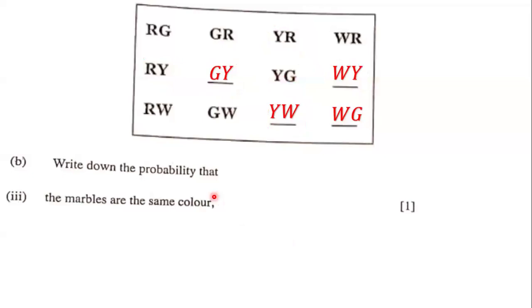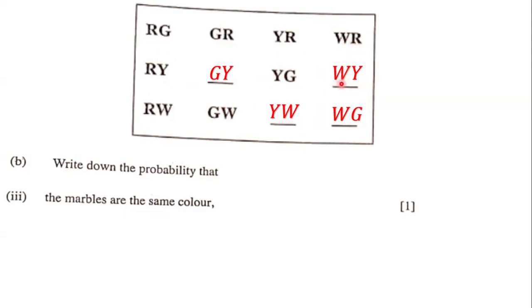Next, it says write down the probability that the marbles are the same color. All right. Now, what is the probability that the marbles are the same color? Well, this one is RG, so they're in the same color. RY, not the same color. RW, not the same color. GR, not the same color. GY, not the same color. GW, not the same color there. YR, not the same color. YG, not the same color either. YW, not the same color.